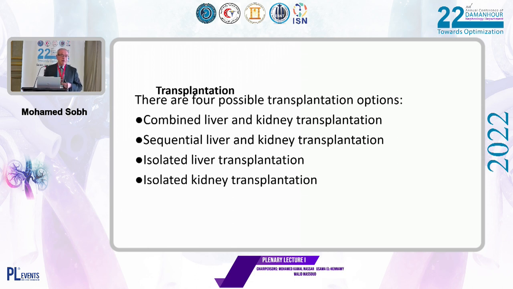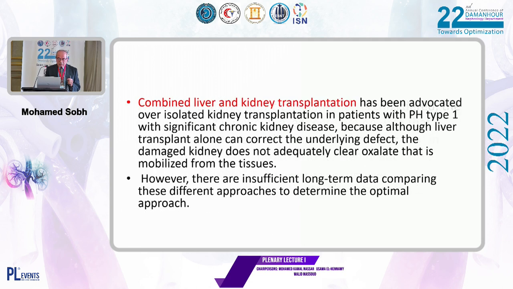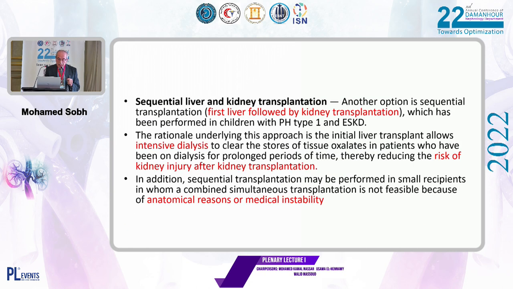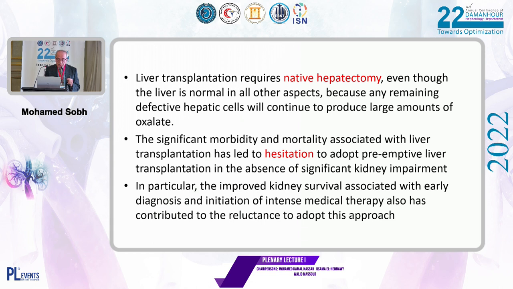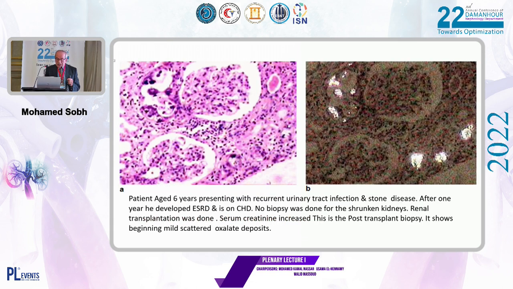Transplantation, there are different types of transplantation: combined liver and kidney, sequential liver and kidney transplantation, isolated liver, isolated kidney. All these are options. And they all have advantages and disadvantages, but at the end of the day, it is liver and kidney transplantation. But other modes have some window to brightness. I will not go into these details for the sake of time. And there is an example of recurrent oxalosis in the kidney and bone marrow.